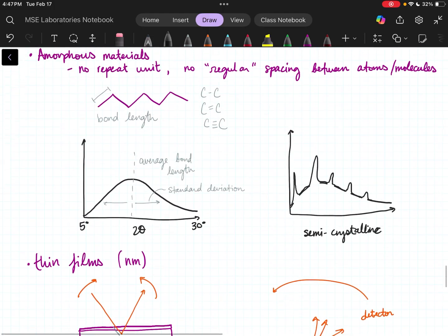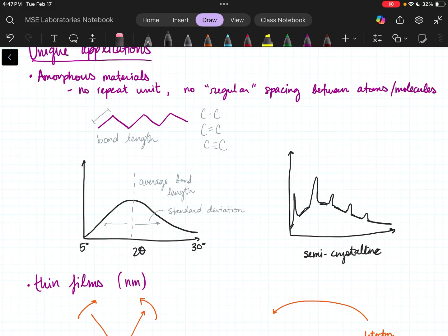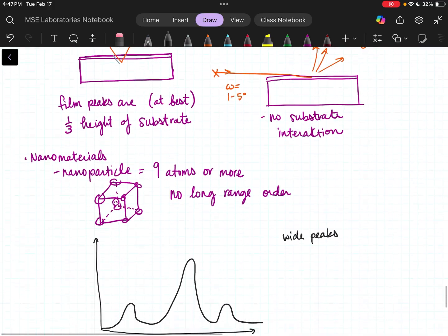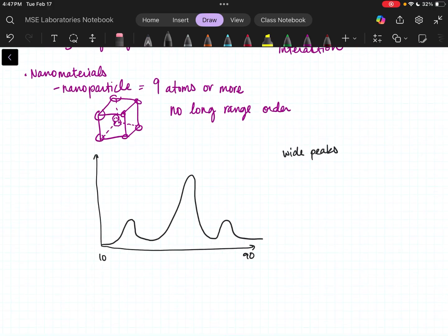Do you remember why amorphous material had a wide peak? It was, and I didn't say it in these words exactly, it's basically due to uncertainty or irregularity in it. So amorphous materials, they have a variety of bond lengths because they're not crystalline. Nanomaterials have a variety of bond lengths because there is no long range order. And so let's say this atom right here, this is my unit cell, right? That's one of my particles.